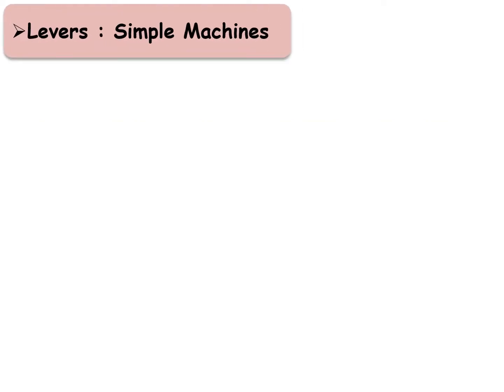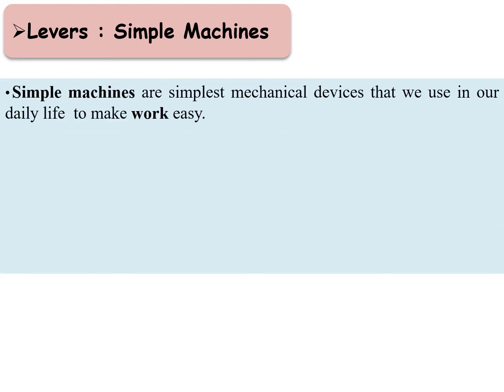So let's begin. Levers, as we know, are simple machines. But what are simple machines? Simple machines are the simplest mechanical devices that we use in our daily life to make work easy. So for example, scissor, punching machine, knife are the examples of simple machines.